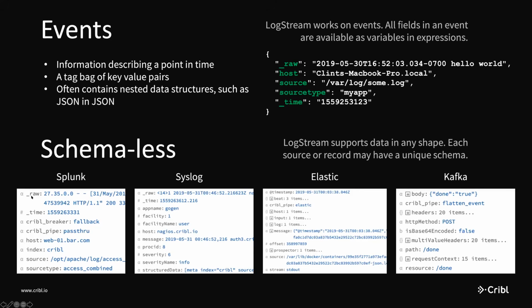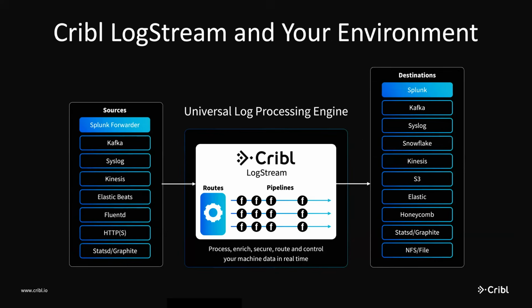If it comes in from Splunk, it'll have fields like _raw, _time, index, host, source type. If it comes in from syslog, it'll have fields like an app name and a facility and a message. If it comes in from Elastic, it's going to have things like input and host.name instead of host, and the message is going to be in a message field. If it comes in from Kafka or Kinesis, it could have any kind of shape. And we work with data in any shape to help you adapt different schemas and different shapes of data to the shape that it needs to be in for the right destination.